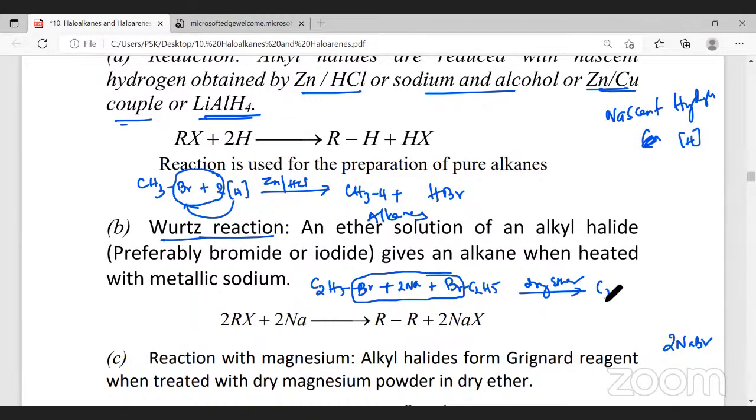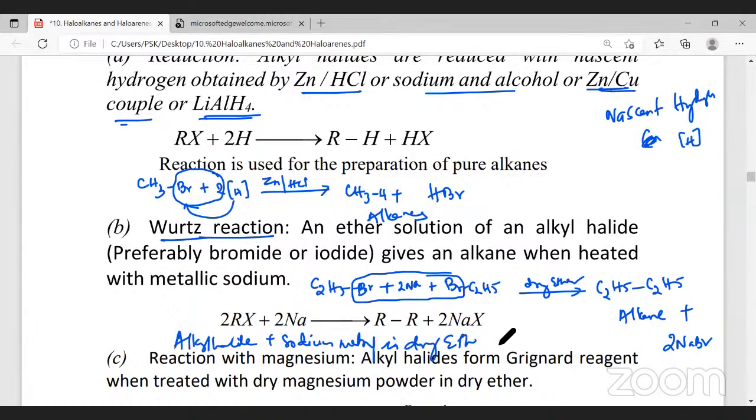So what else do you have? You have C2H5, a single bond, C2H5. This is also a higher alkane. The name of this alkane is butane. So Wurtz's reaction is the reaction between alkyl halides and what metal? Sodium metal, in what? Dry ether. So what is the product you get? The product we get is alkanes. Did you follow this? Yes, sir.